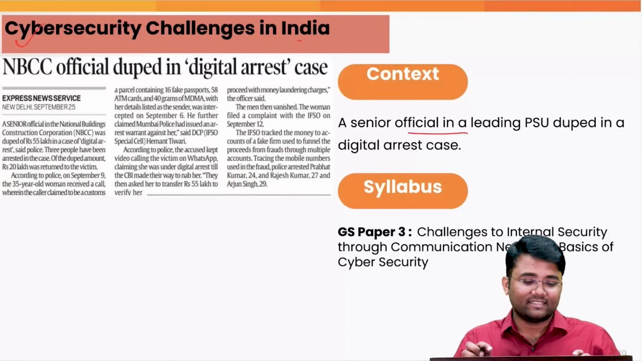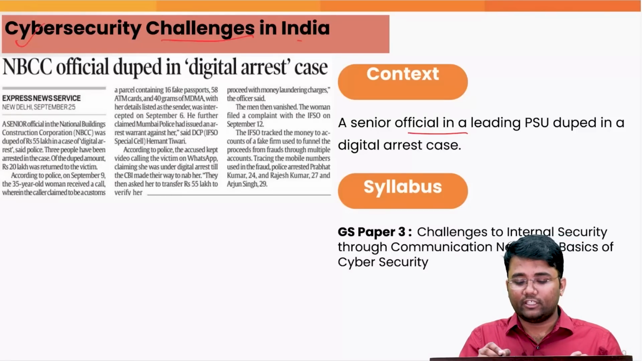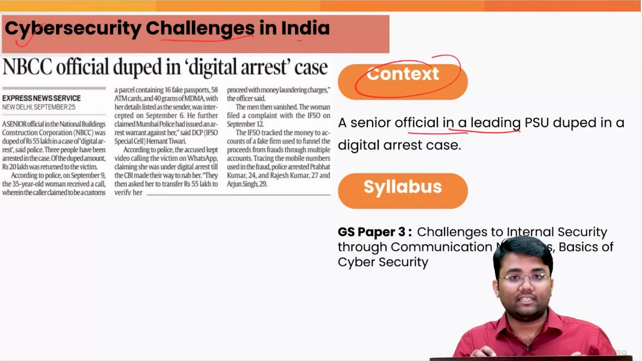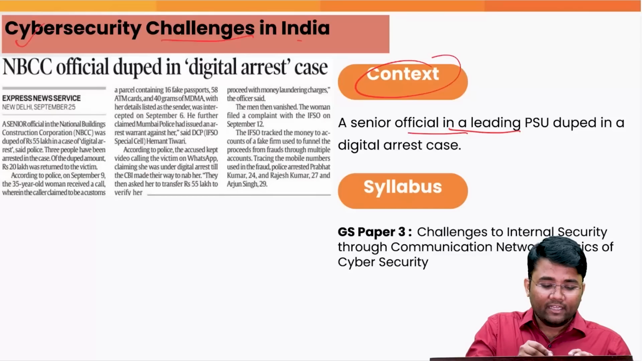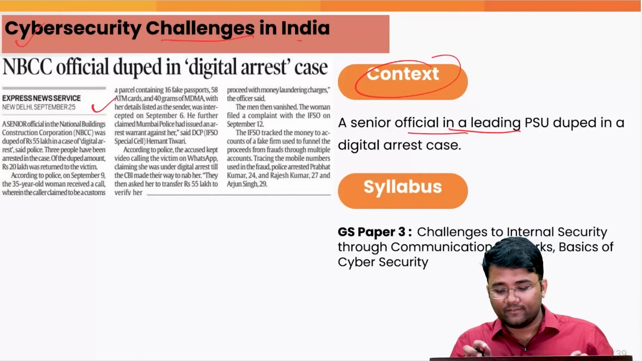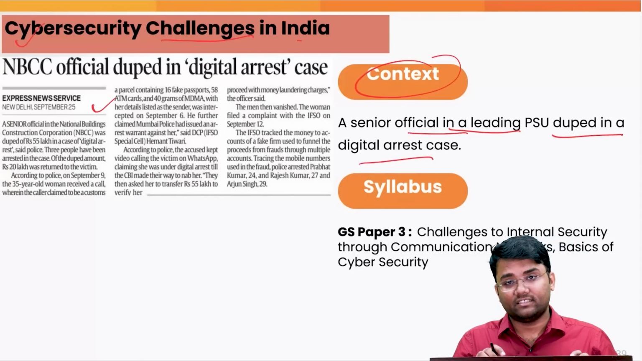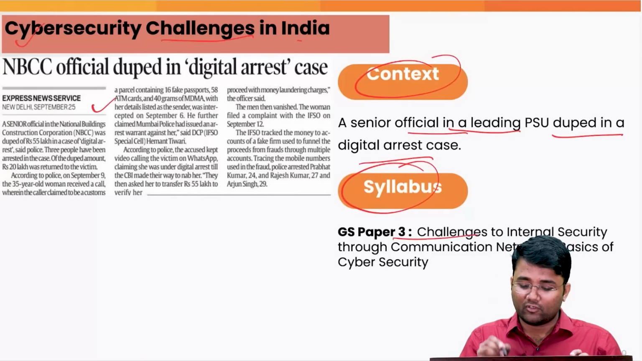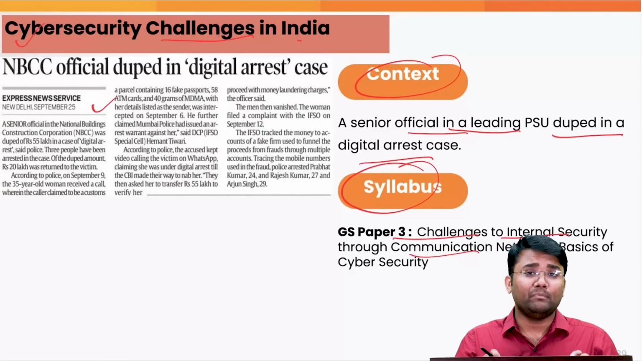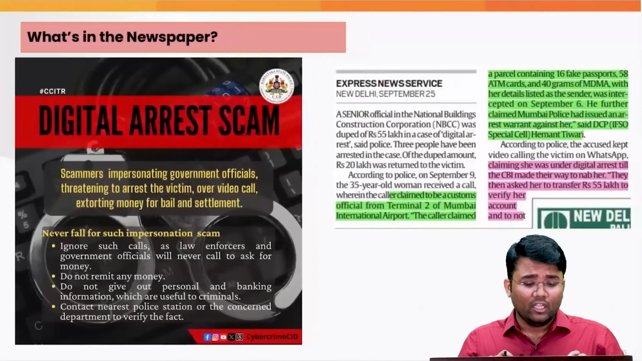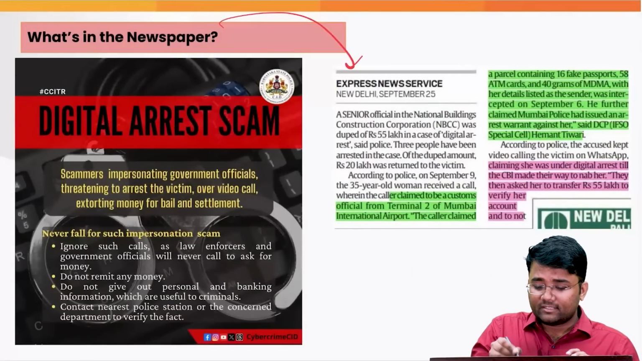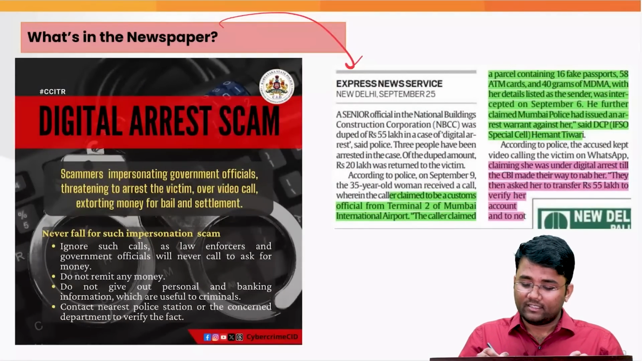Our next topic is cyber security challenges in India. The context of this topic is that a senior official in a leading public sector undertaking named NBCC, or National Building Construction Corporation, has been duped in a digital arrest case. This topic pertains to the syllabus of your GS paper 3: challenges to internal security through communication networks and basics of cyber security. So let's first look into what has been given in the newspaper.